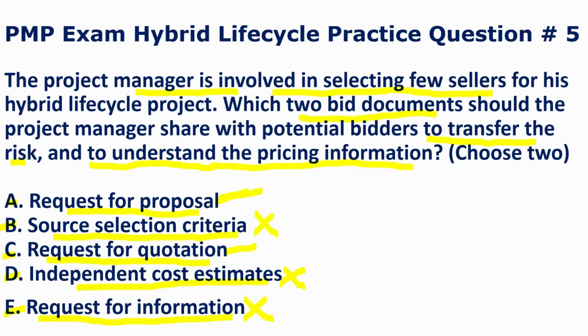Therefore, out of all the options, options A and C are the best choices as option A can help the project manager to transfer the risk to the seller, and option C provides pricing related information for the project. Those who selected options A and C, congratulations to you all.